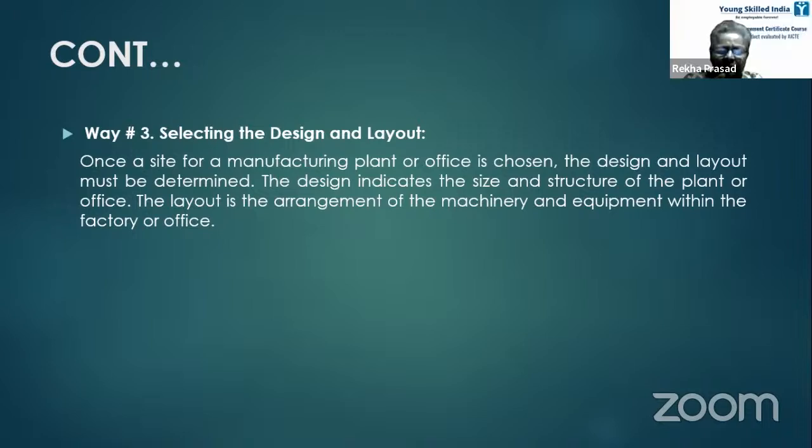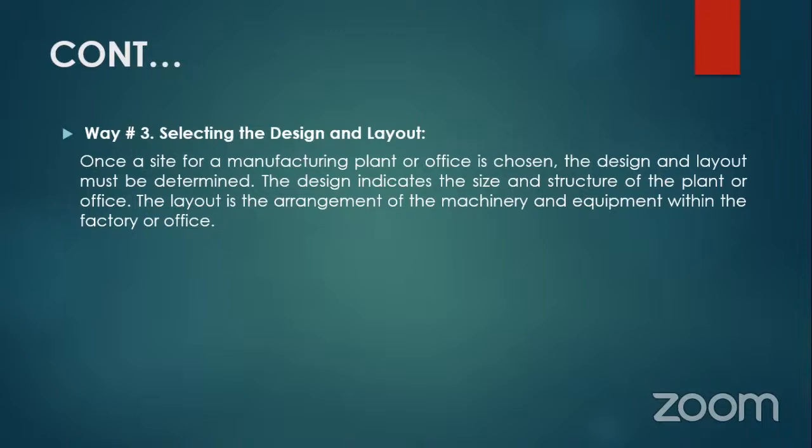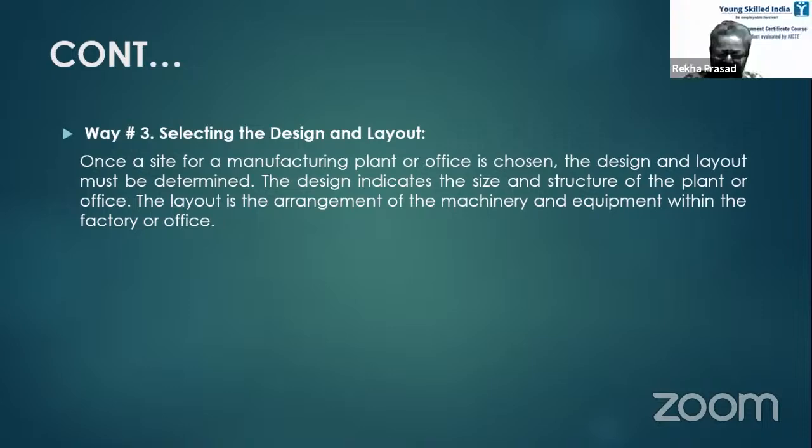Suppose it is a thing which can be produced in, say, two or three rooms, then why make a big plant? If it is a heavy thing, naturally you have to make a bigger plant, and it will depend upon the product which you are manufacturing. And the layout also depends. Sometimes it is product layout, sometimes it is process layout. It again will depend upon what type of product you are producing.